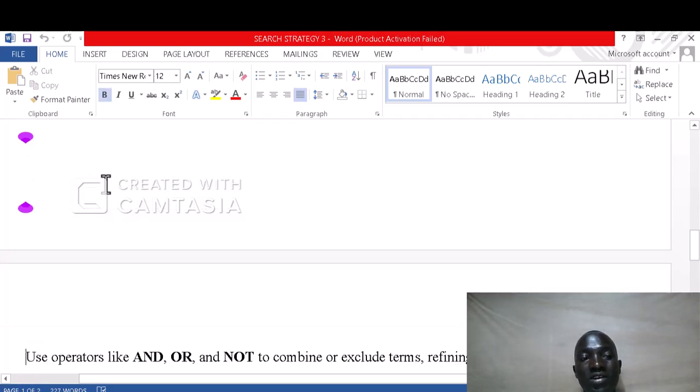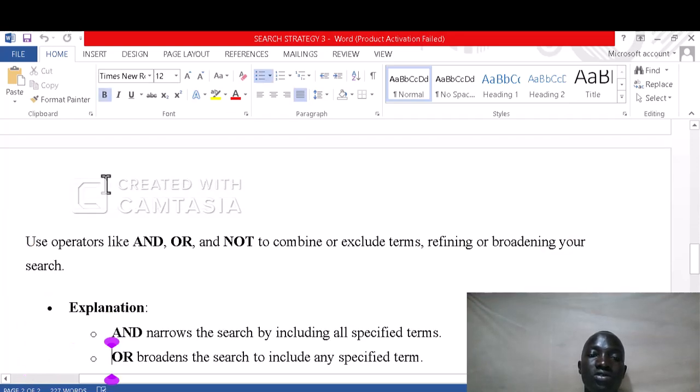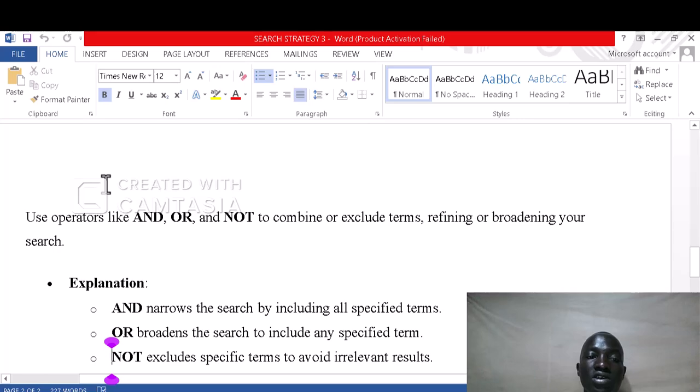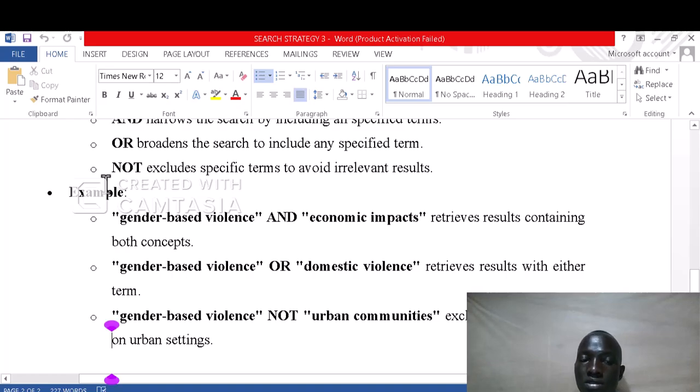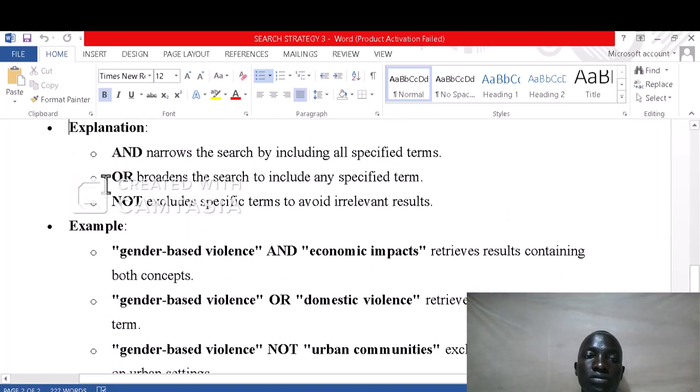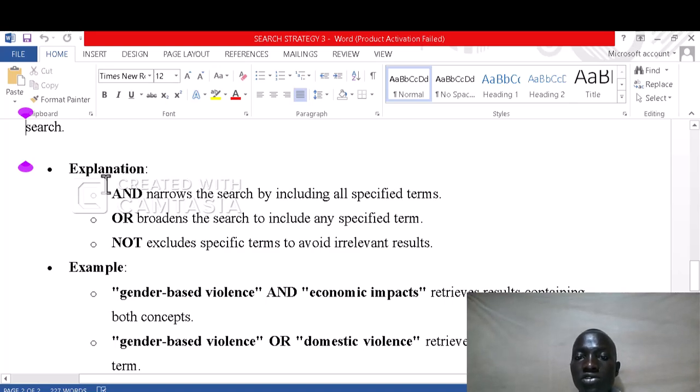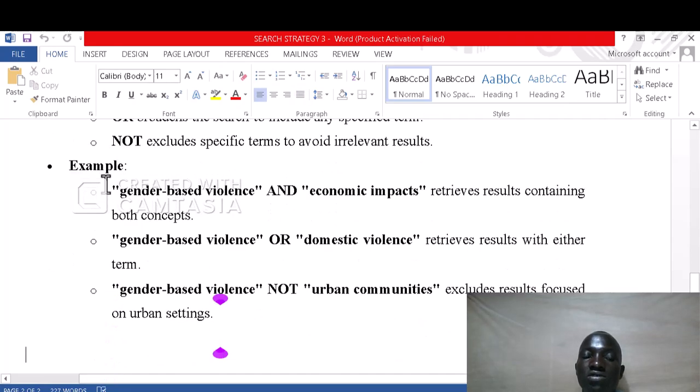The third one is Boolean operators. When you're using Boolean operators, nothing has changed. You use operators like AND, OR, NOT to combine or exclude terms, refining or broadening your research. AND narrows the search by including all specified terms, OR broadens the search to include any specified term, and NOT excludes specific terms to avoid irrelevant results. So if you say, for example, gender-based violence AND economic impact, it retrieves results containing both.